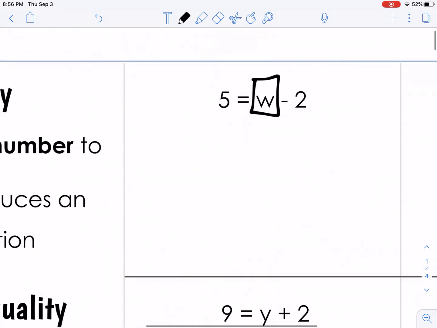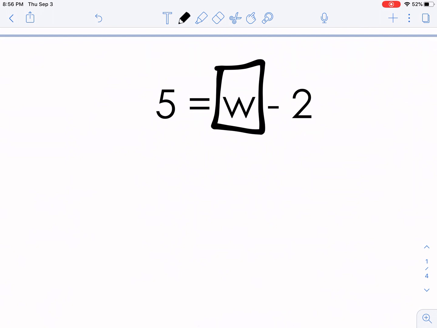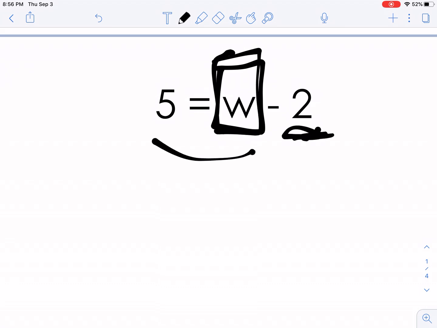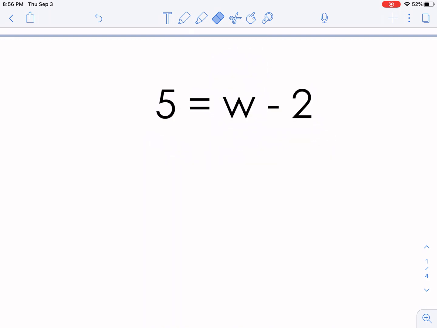For instance, if I have 5 equals w minus 2, we want to get w by itself. What we need to do is move the number to the other side of this equal sign. In order to do that, we have to apply the inverse operation. Well, what's the inverse of subtraction? Addition. If I add 2, these two are now opposites. Don't they cancel each other out? Well, yeah. A minus 2 plus 2 is just 0. It cancels out.